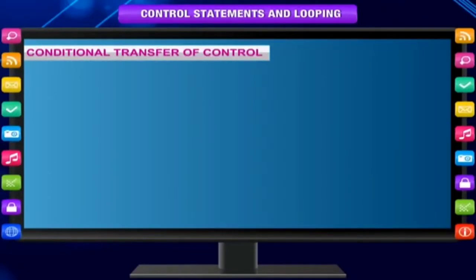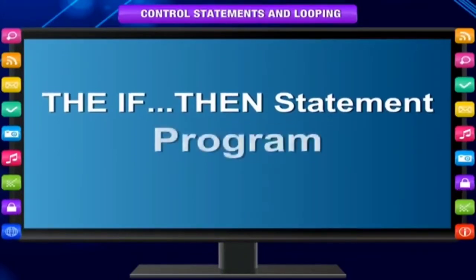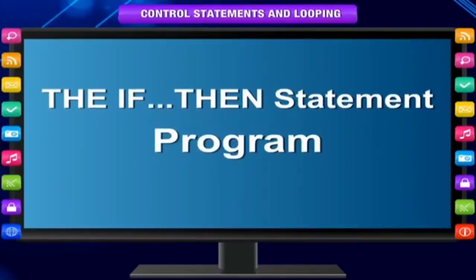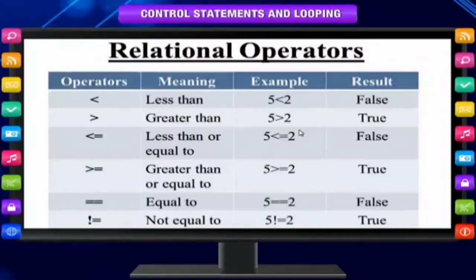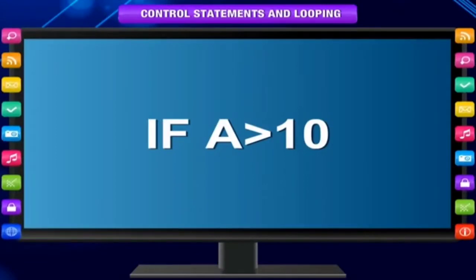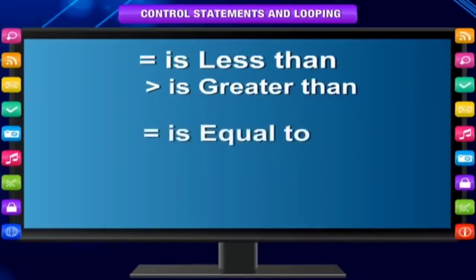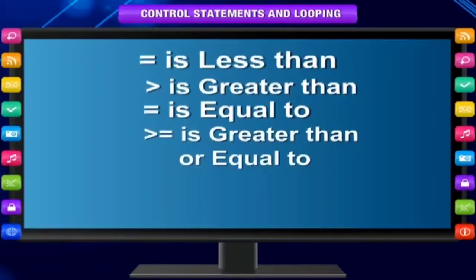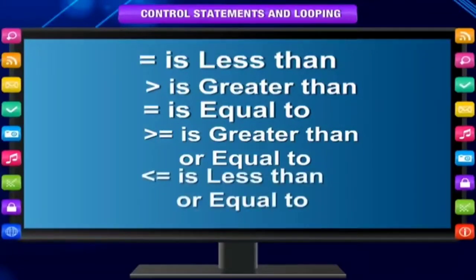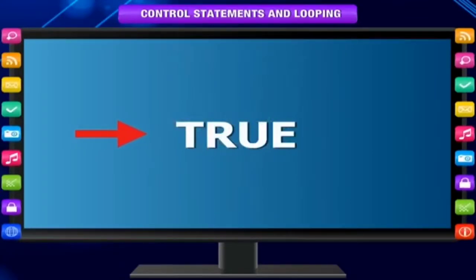Conditional transfer of control, the if-then statement. If-then statements are used to check conditions in the program and make decisions accordingly. Relational operators are used to check conditions. For example, if A is greater than 10. Remember the relational operators: is less than, is greater than, is equal to, is greater than or equal to, is less than or equal to, is not equal to. If the condition evaluates true, the statements written after then are executed. Otherwise, it executes the next following statements.